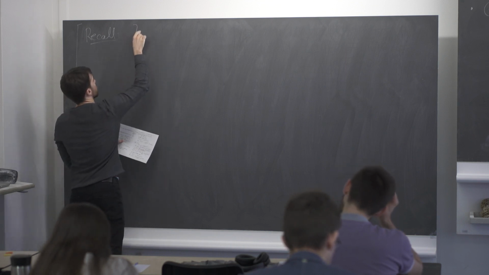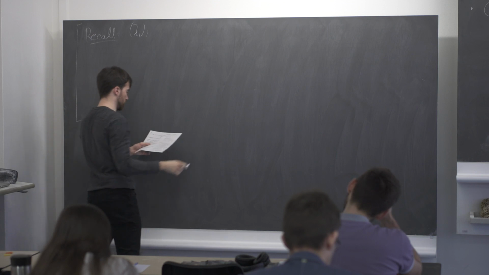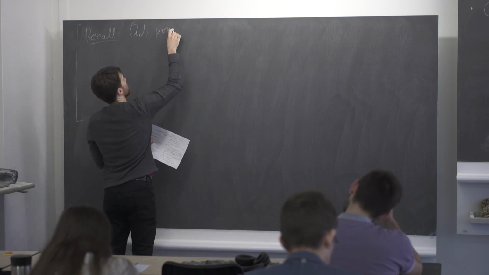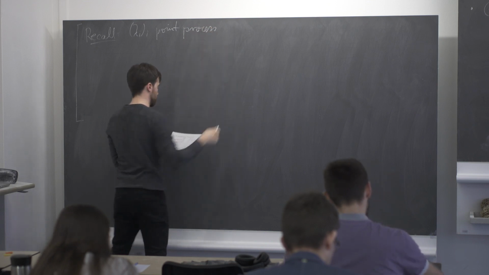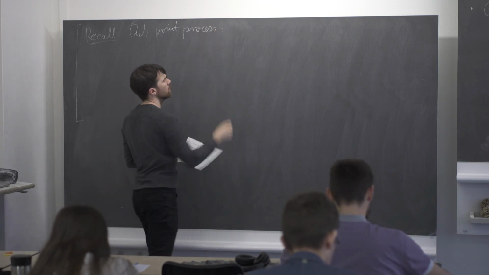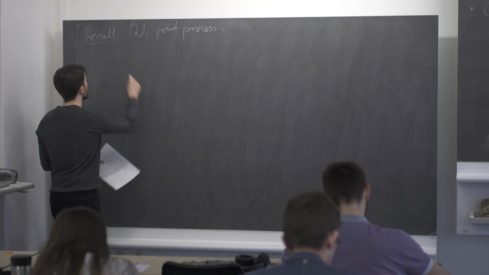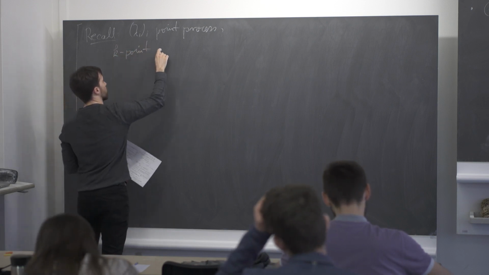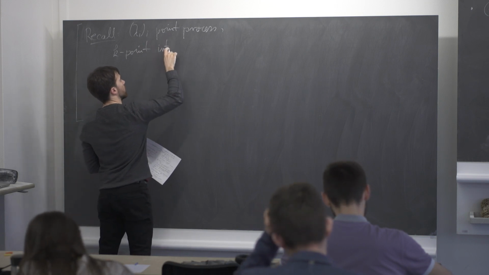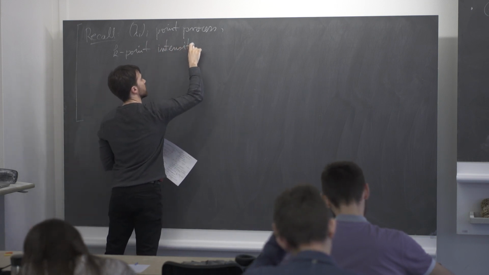So, if I say that the lambda i is a point process, this is also some recollection from last year. I think we had it on some homework. Then one can define the k-point intensity measure.